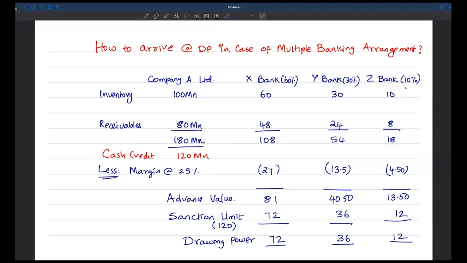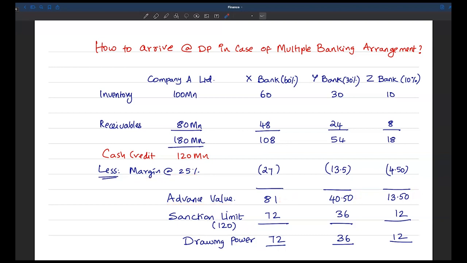Okay. Now, I am assuming there are no sundry creditors, and I am also assuming a uniform margin for both inventory and receivables. So, on this 108, let us deduct margin at the rate of 25%. So, 108, 25% works out to 27, and here it is 13.5, and here it is 18 into 25%, 4.5. So, if I deduct that margin, I will get to know what is the advance value: 81, 40.5, 13.5. So, this is the advance value.